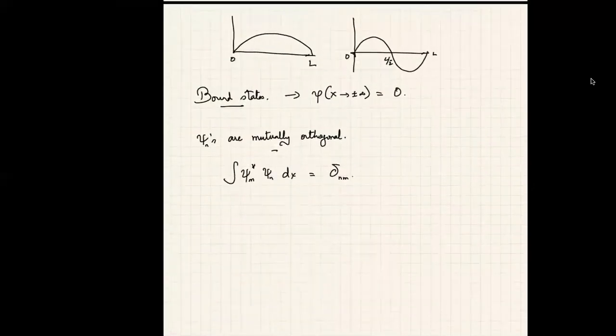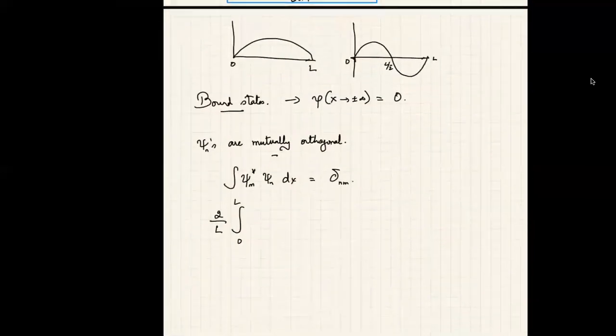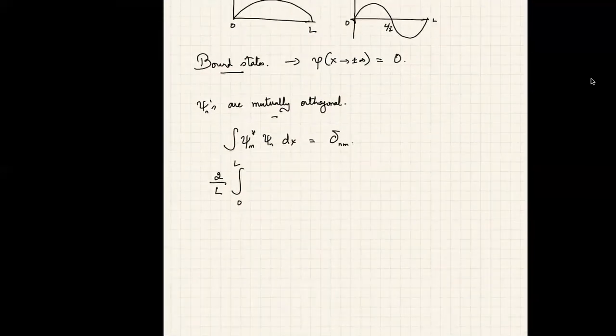So let us take the wave function corresponding to 2 different states, one corresponding to energy E1 and one corresponding to energy E3, or in general, some Em and En. So construct integral psi m star psi n dx, and this will be nothing but 2 over L, integral 0 to L. There is a factor of square root of 2 over L from every energy eigenstate. So there is an overall factor of 2 over L, and this would be sine m pi x over L times sine n pi x over L dx. We'll now assume that m is not equal to n.